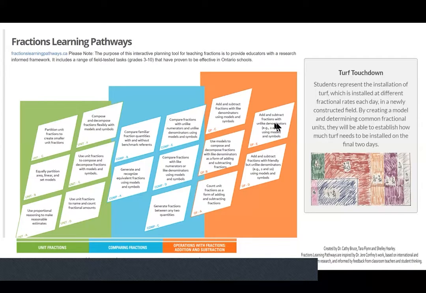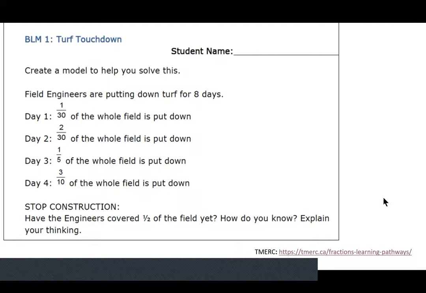So when I clicked on add and subtract with unlike denominators, I came to this Turf Touchdown. And I am giving you an activity to do because I really like this one. And you may have done this, well, you wouldn't have done it with sixes because they wouldn't have known what to do. They wouldn't have done adding in fractions. So in this activity, and there's more than one, I just put it on the next one, and I did it very simply. There's the Turf Touchdown, create a model to help you solve it, and it tells you about field engineers, and it gives you an idea of what you have to draw, a rectangle, and then there's your fractions. 1/30 of the whole field is put down, so they're putting turf or grass.